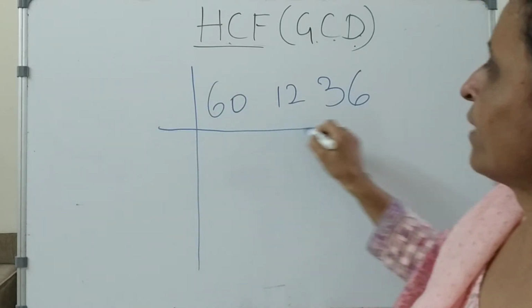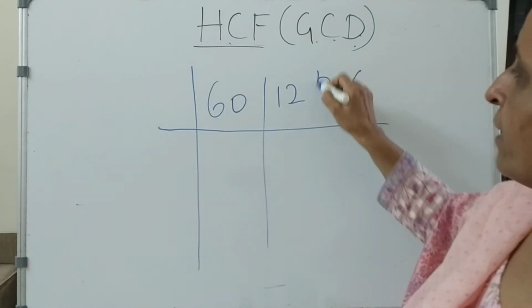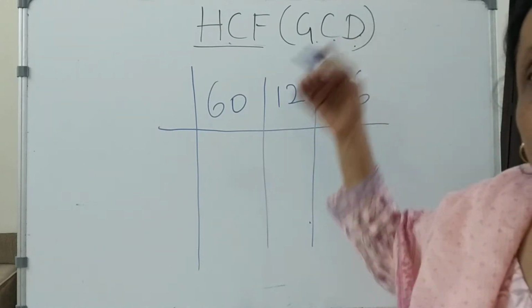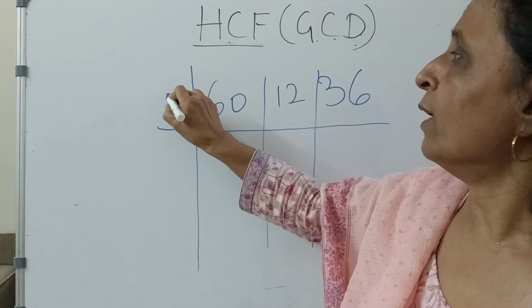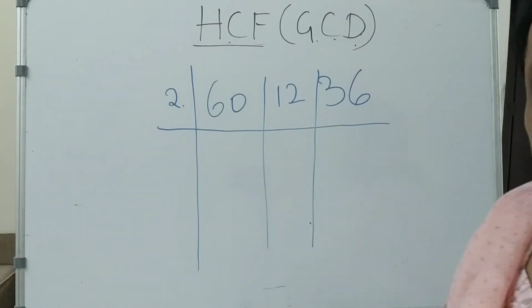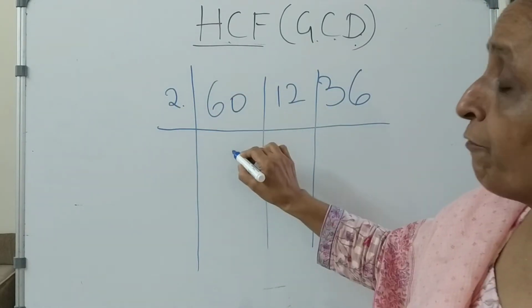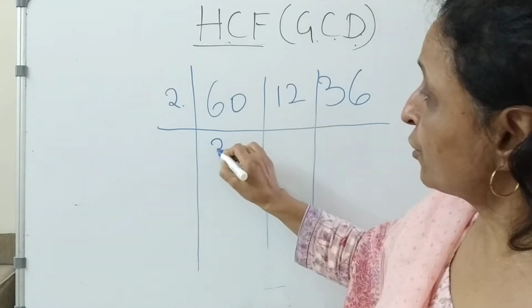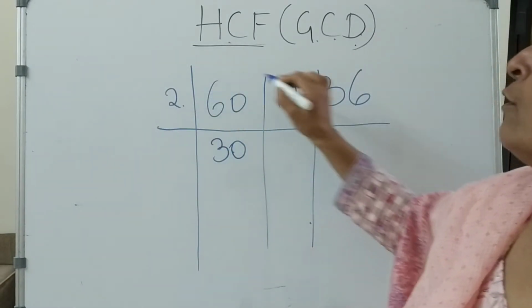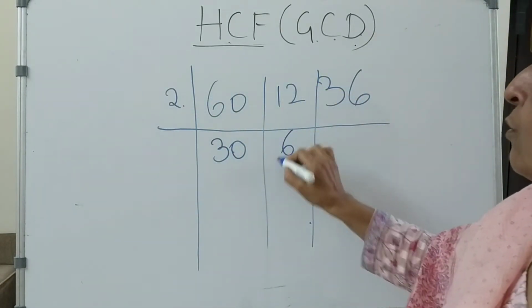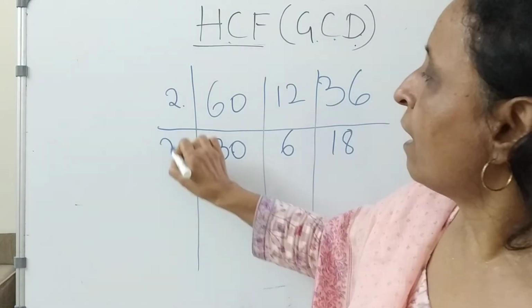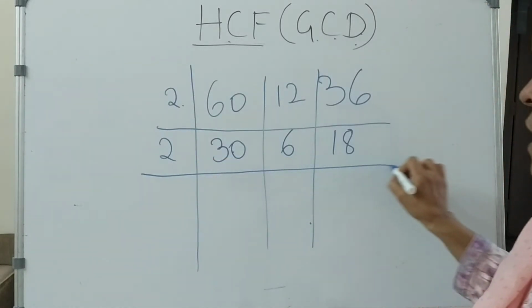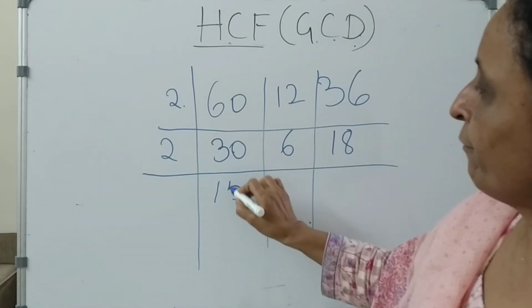Now I factorize it. In sums, if you learn to do vertically, it will be easy for you. So now let us start with 2. If you divide this, naturally it is going to be 30. 2 6s are 12. Then 2 18s are 36. Again you take 2 and you divide, you get 15.